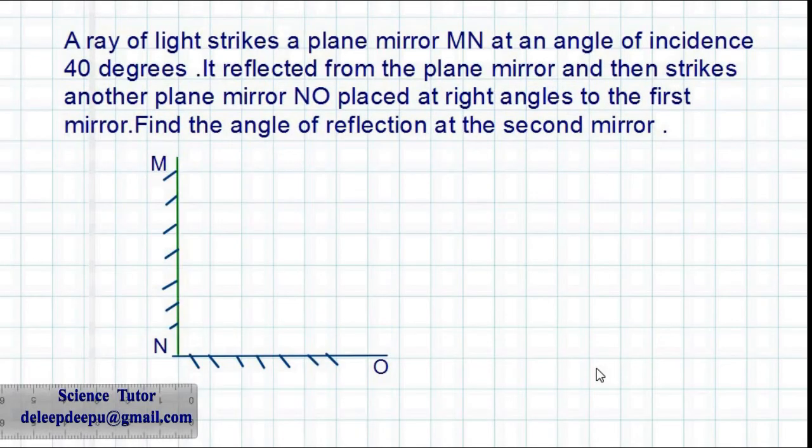So here are the two mirrors. One is MN and another is NO, kept at 90 degrees, that's perpendicular to each other. Here is the ray. Now we have to draw a normal from this point of incidence, that means perpendicular to MN. And this normal and mirror NO are parallel. This angle is the angle of incidence for the mirror MN. Then you can see that the ray reflects towards the second mirror, that's NO.